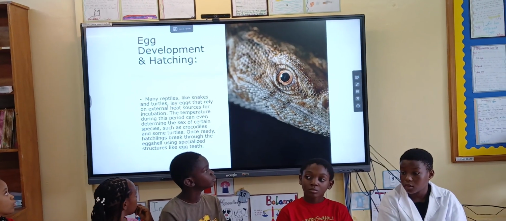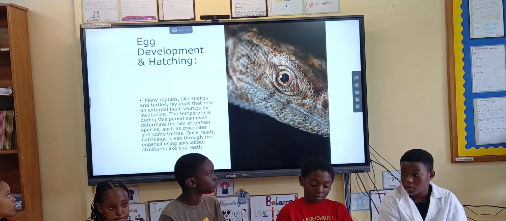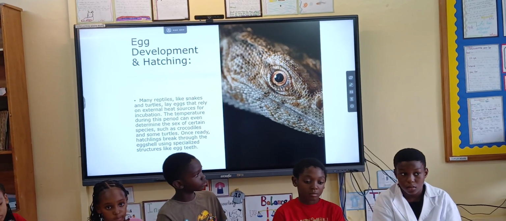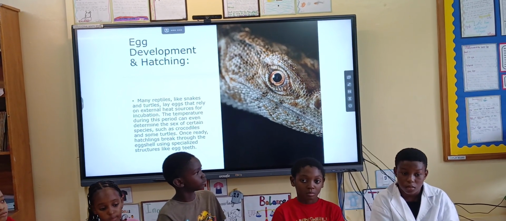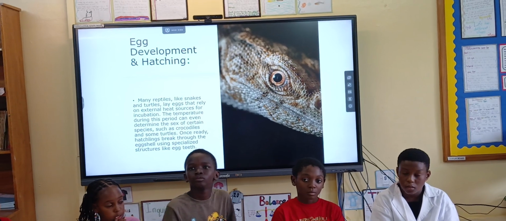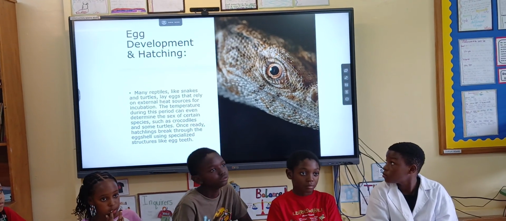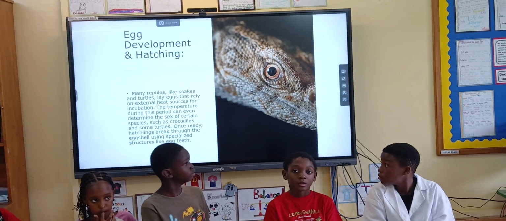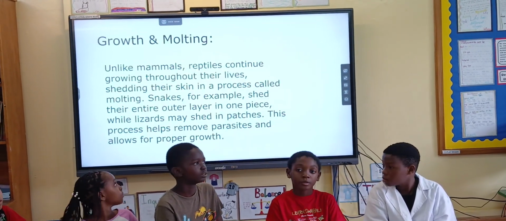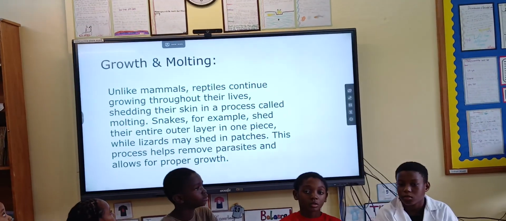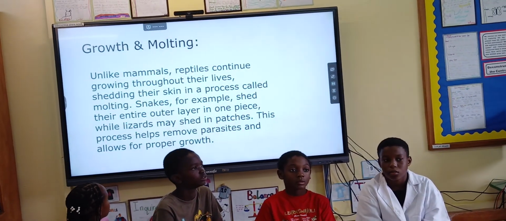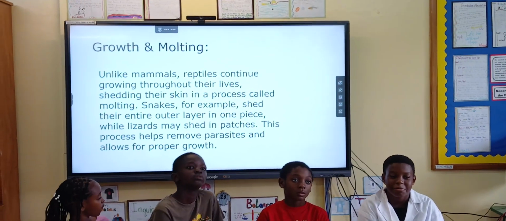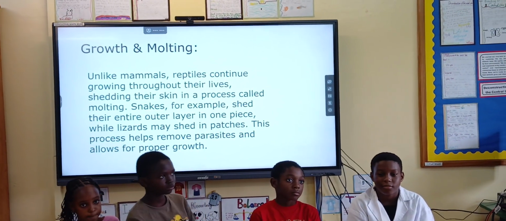Egg development and incubation. Many reptiles like snakes and turtles lay eggs that rely on external heat sources for incubation. The temperature during the incubation period can even determine the sex of certain species, such as crocodiles. Growth and molting. Unlike some animals, reptiles continue growing throughout their lives, shedding their skin in a process called molting.